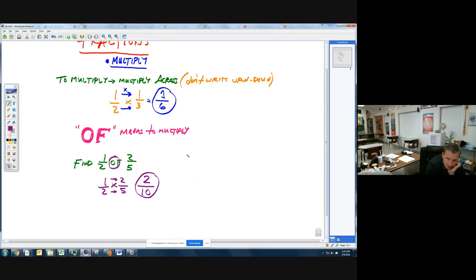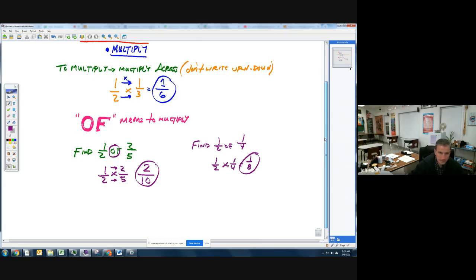Another example of that, if I said to find 1/2 of 1/4. Again, it'd be the same as 1/2 times 1/4, and you'd get 1/8. It doesn't get any more difficult than that. And sometimes they'll even write it out in words. Looking at the assignment here.